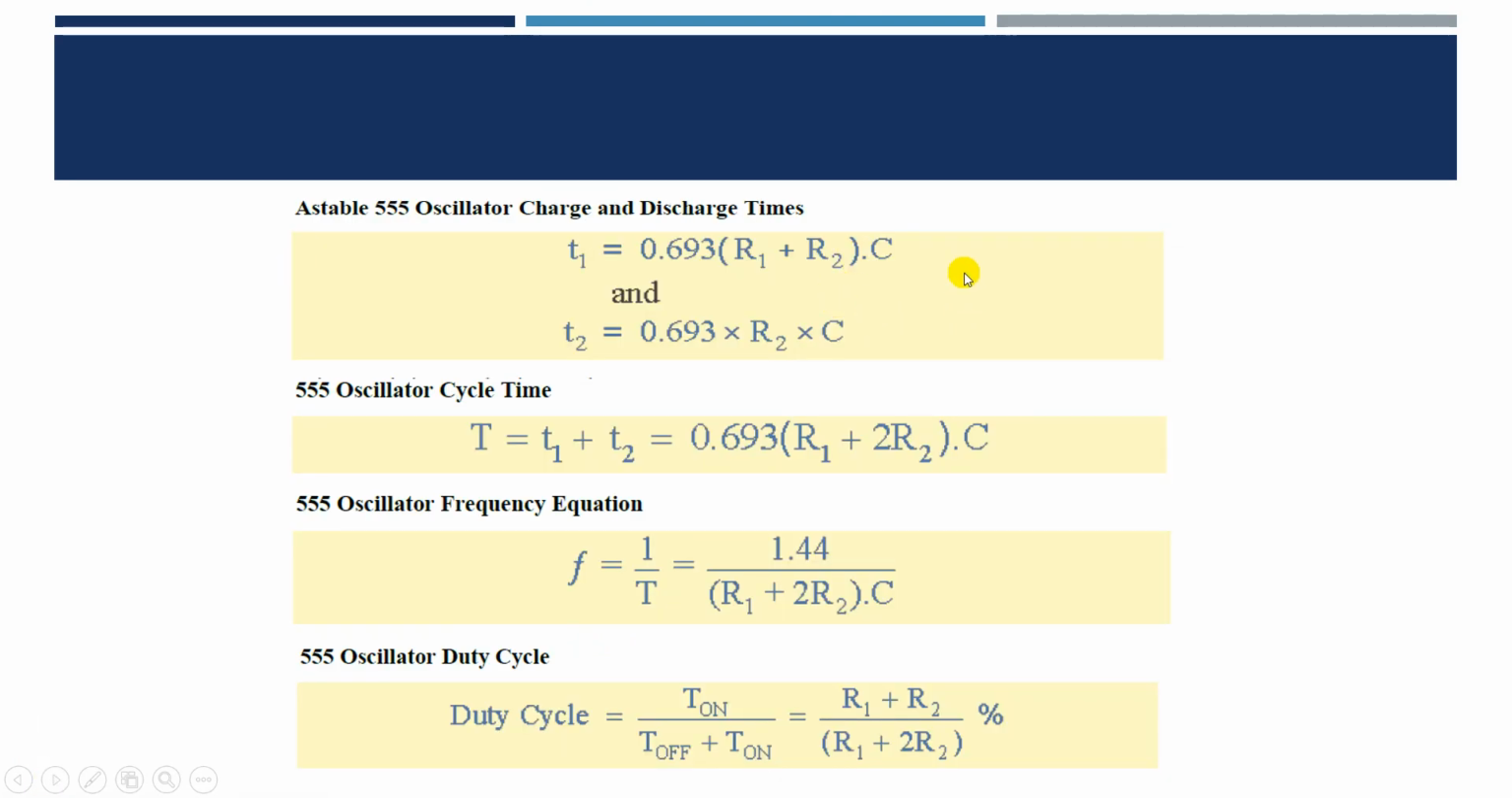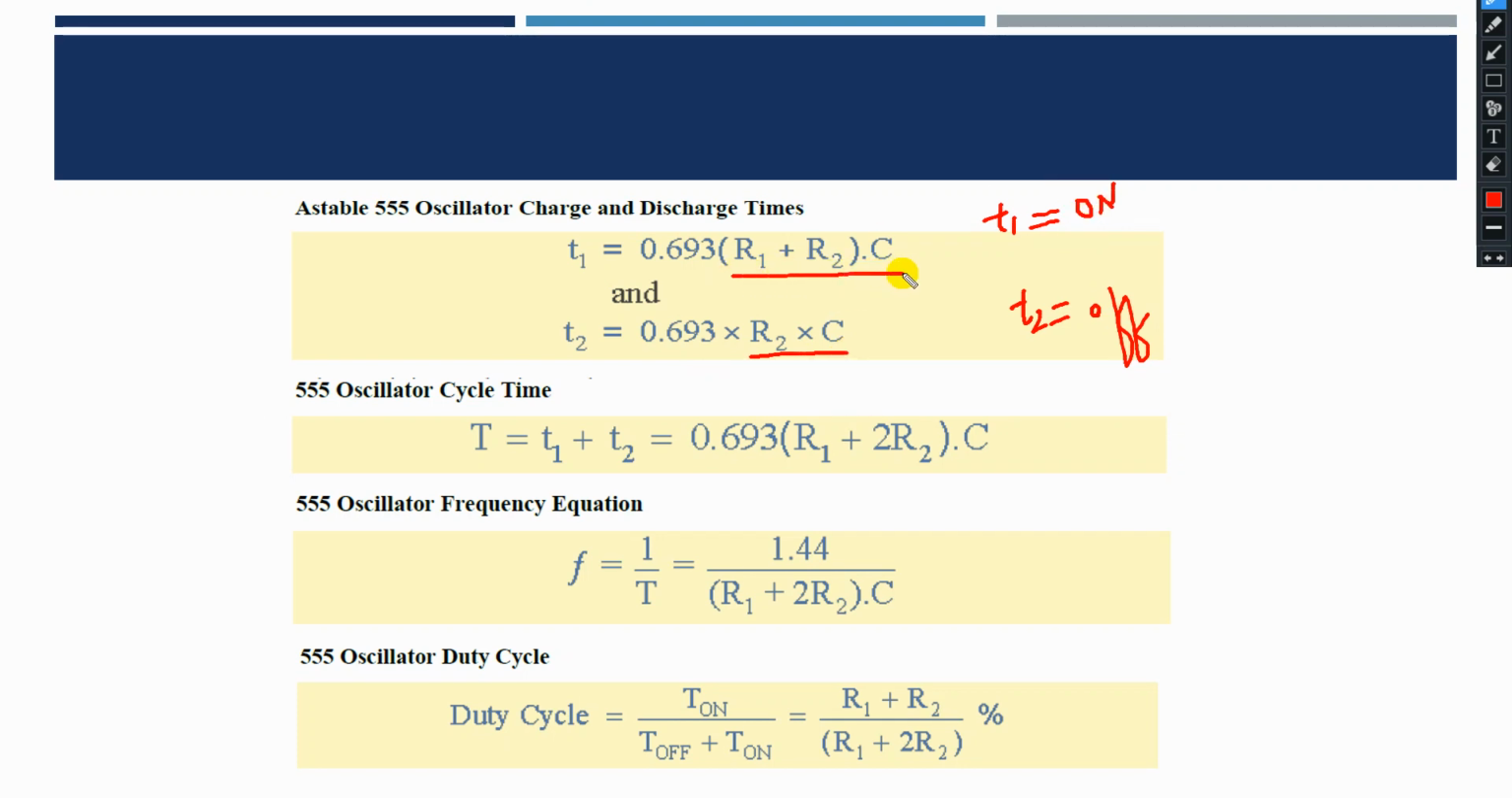Here are some of the equations. You'll understand how it works. As I said before, T1 is nothing but the on cycle, and T2 is nothing but the off cycle. So for T2 we use R2 and C. For T1 we use R1 plus R2 into C.